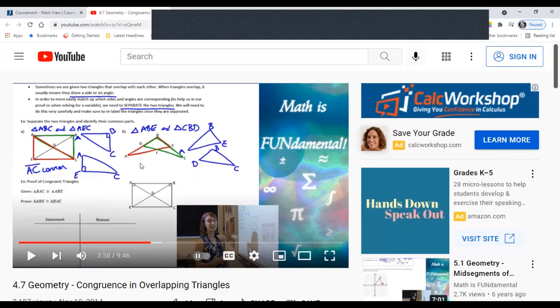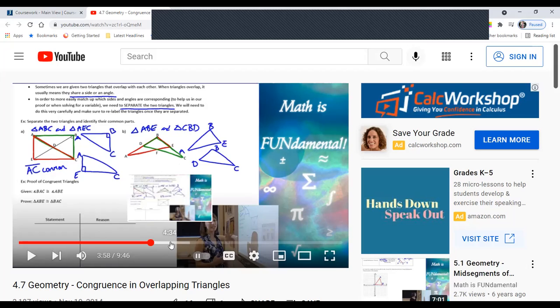You can see from the picture, you want to prove ABC congruent with the other triangle, so you need to separate those two triangles. And the same thing for this one. You want to show or prove that triangle ABE is congruent with triangle CBD. So you need to separate this triangle also.